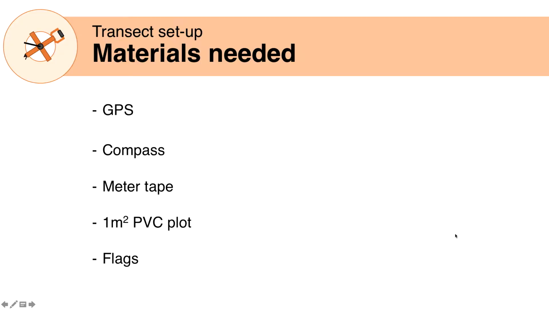All right, let's walk through how to set up a transect. To start with, here's the list of materials that you'll need. You'll need your GPS unit, a compass, the meter tape, and a meter squared PVC plot, and some flags.